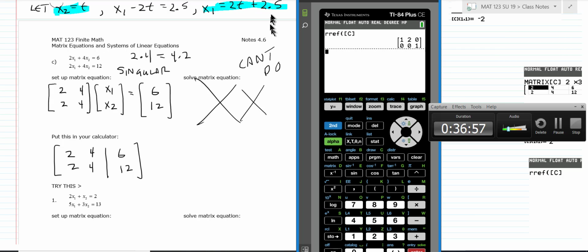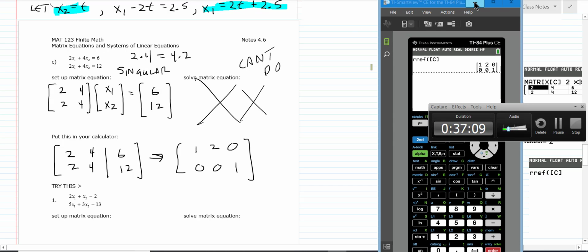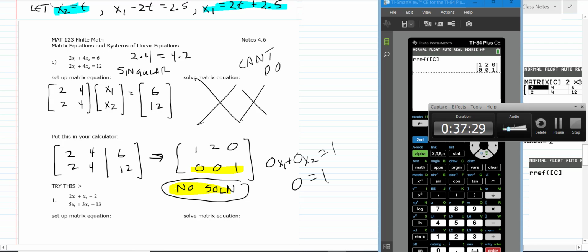When we did the RREF, what we got was 1, 2, 0 and 0, 0, 1. All right, let me ask you, what does that mean? If I end up with this, what does that tell you? That tells you no solution, good. Okay, so there's no solution as the result of that. All right, and that really is because what this is saying is 0x1 plus 0x2 equals 1. So it's telling you 0 is 1, which is impossible. Okay, so that's how you would do that.